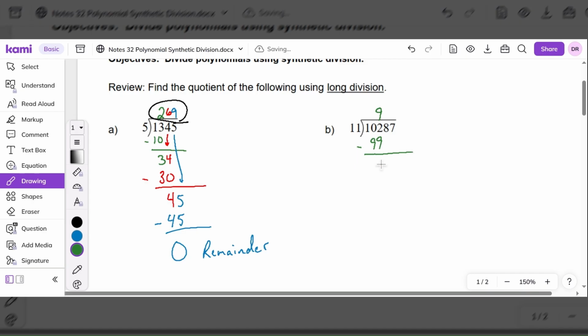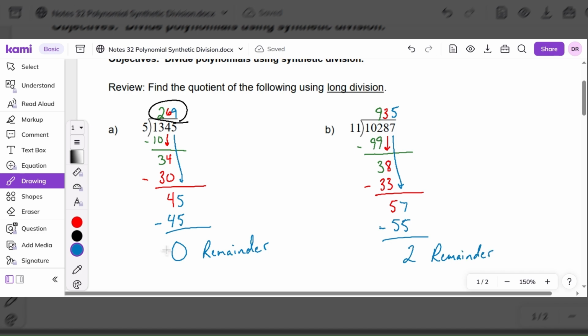So 102 minus 99 is 3, and we continue. So next we drop the 8, same thing. 11 goes into 38 3 times. And so 3 times 11 is 33. We subtract that again. 38 minus 33 is 5. Drop down our next value, 7. And 11 goes into 57 5 times. And so we get 55. We subtract that, and we get a value of 2. And this time we do get a remainder at the end.